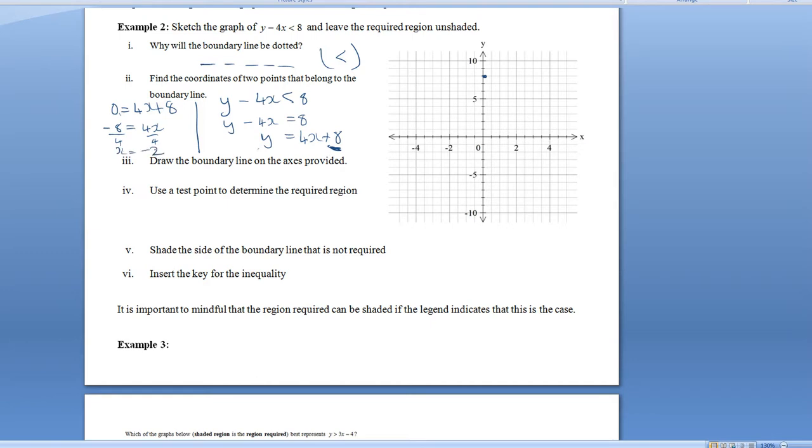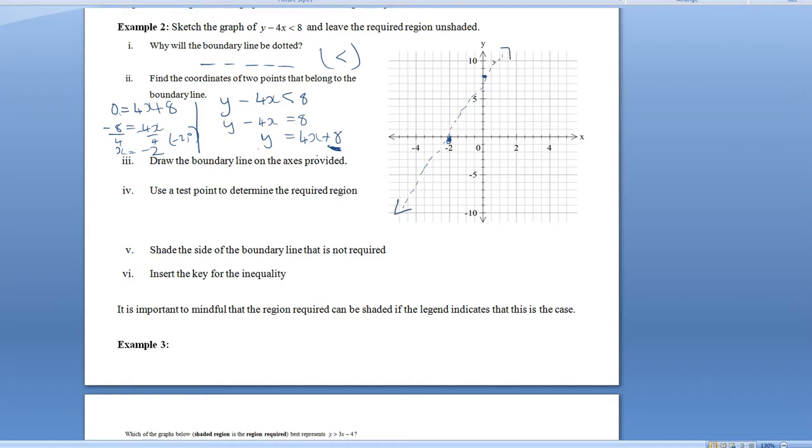X is negative 2. So that coordinate point is negative 2, 0, and that's there. Okay, draw the boundary line on the axes provided. Now I know that the boundary line needs to be this dotted line. Now you'll forgive me for this. It's hard to do with a stylus. Okay, you're going to do this with a ruler. That's the best I can do for you.